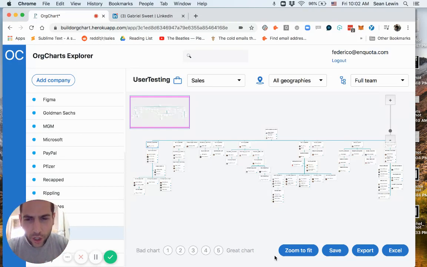This is Sean. Wanted to share with you 7 tips and strategies for using org charts for your sales. So what I'm sharing with you here is Principal, our org chart builder. What you're seeing here is my target account that I'm going after, in this case, which I'm going to use for this story. User testing, right?